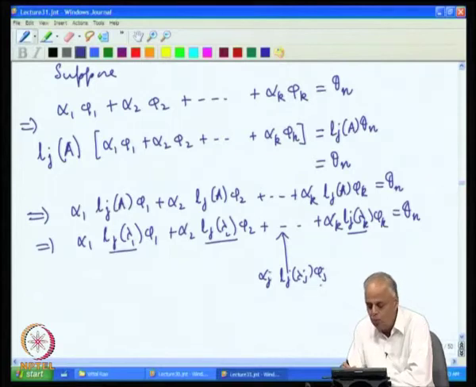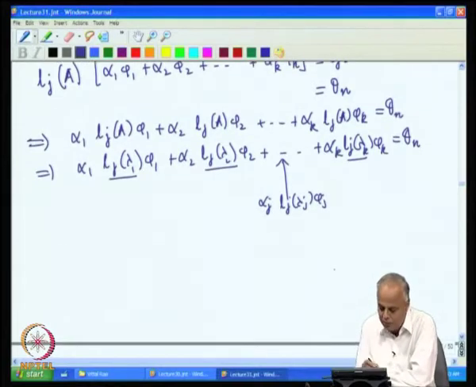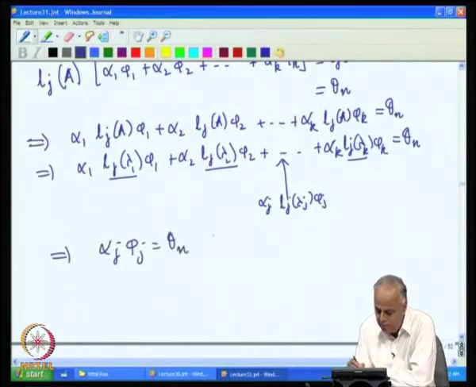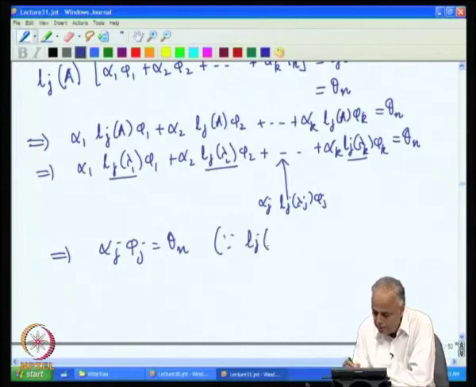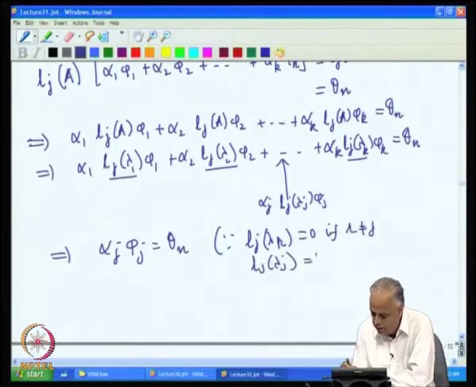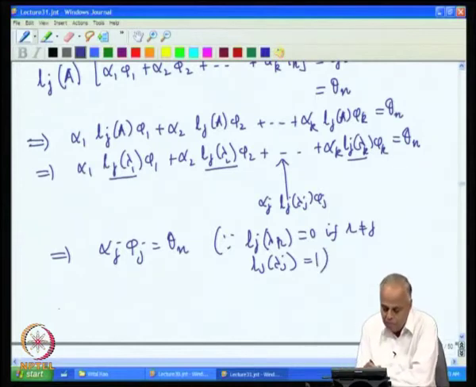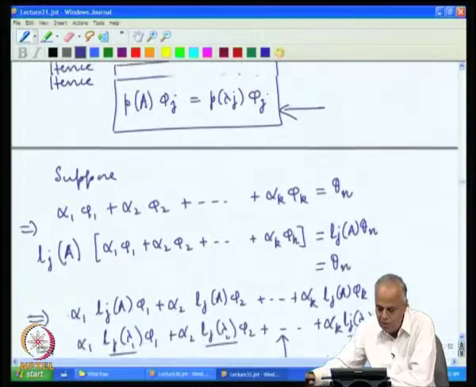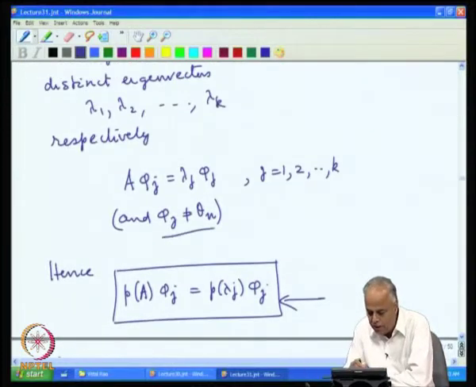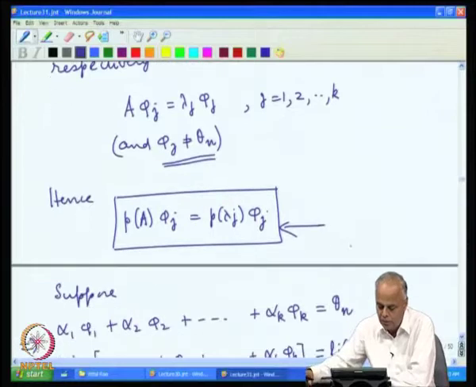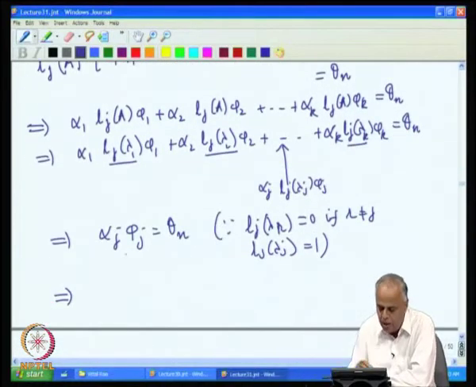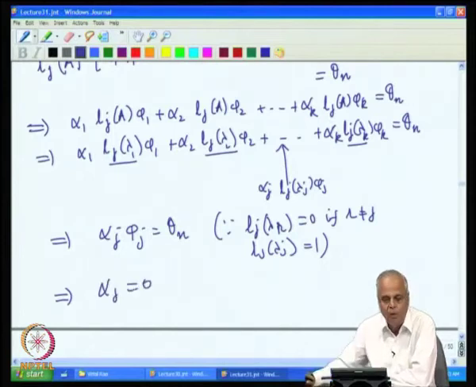Because L_j lambda j is 1, this will become simply alpha j phi j equal to theta n, because L_j lambda r equals 0 if r is not equal to j, and L_j lambda j is equal to 1. If you use those, you get this. But now phi j was an eigenvector, and therefore phi j was a non-zero vector. So, since phi j is a non-zero vector, alpha j phi j equal to theta n implies alpha j equal to 0. This we can do for every j.